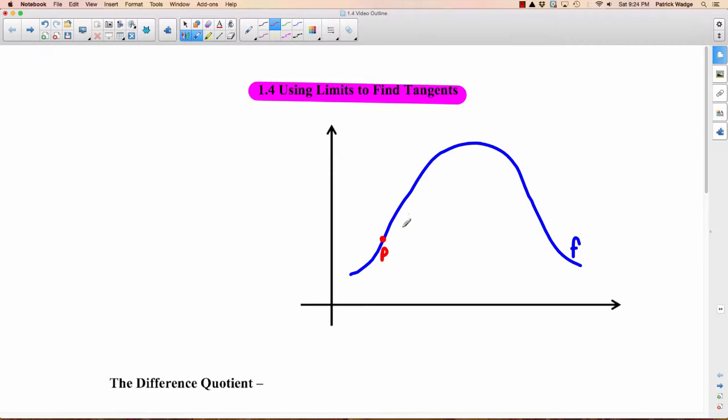Now, let's say I wanted to know what the instantaneous rate of change is at that point. Or another way I could say that is, let's say I wanted to know what the slope is right at this point. Remember what we talked about before? What we'd be interested in is the slope of the tangent line right there. So we did this before, so I'm hoping this sounds familiar.